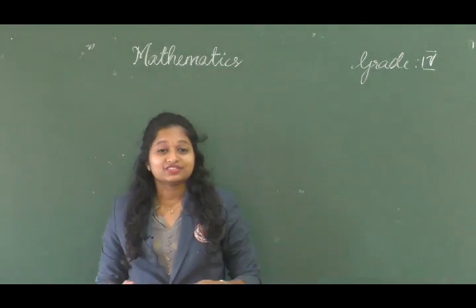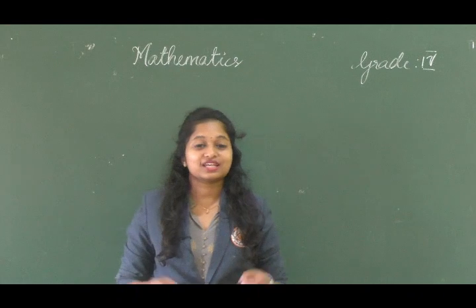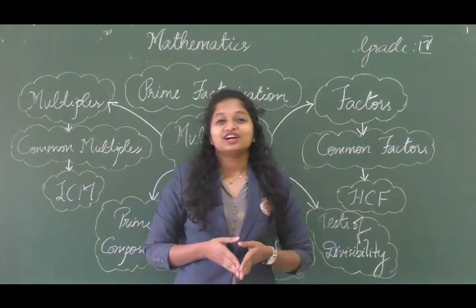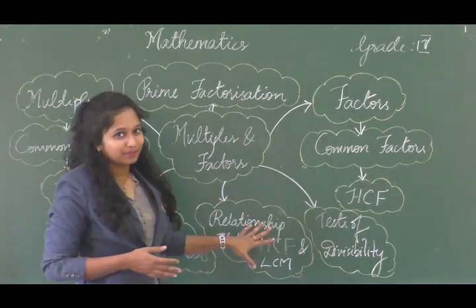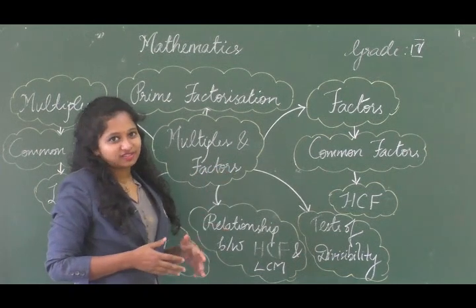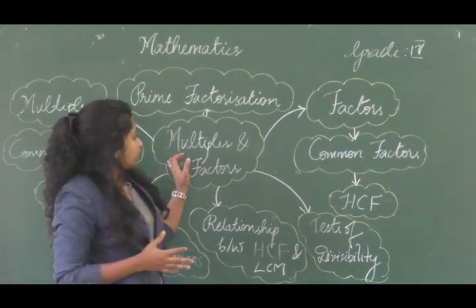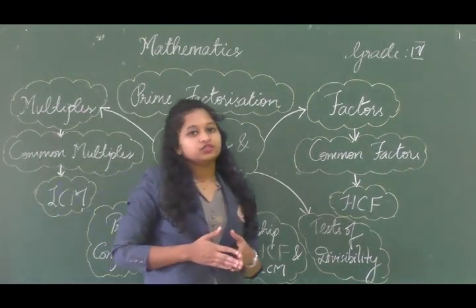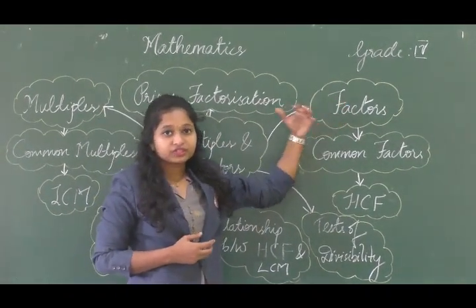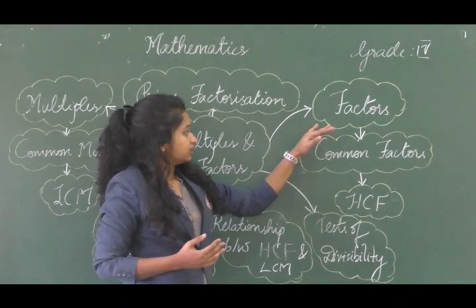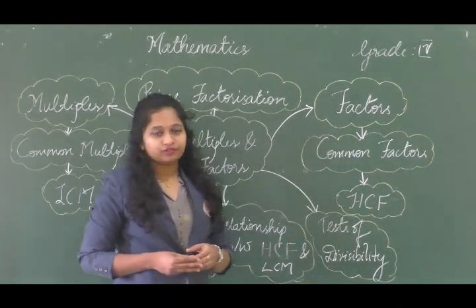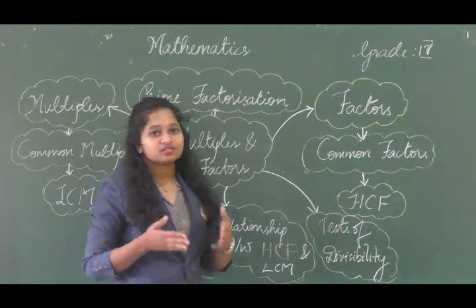Now let's learn chapter number 6, which is multiples and factors. So children, what you see here is the mind map for our chapter multiples and factors. Under multiples and factors, we would learn about factors, how to find the factors, the common factors, and HCF. HCF is highest common factor.